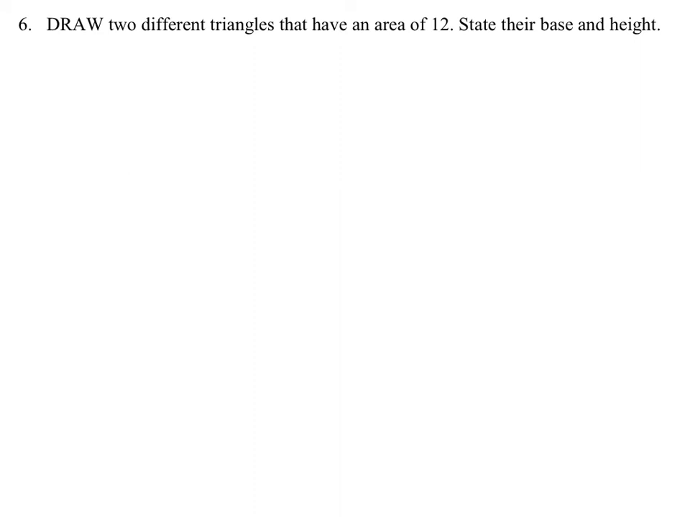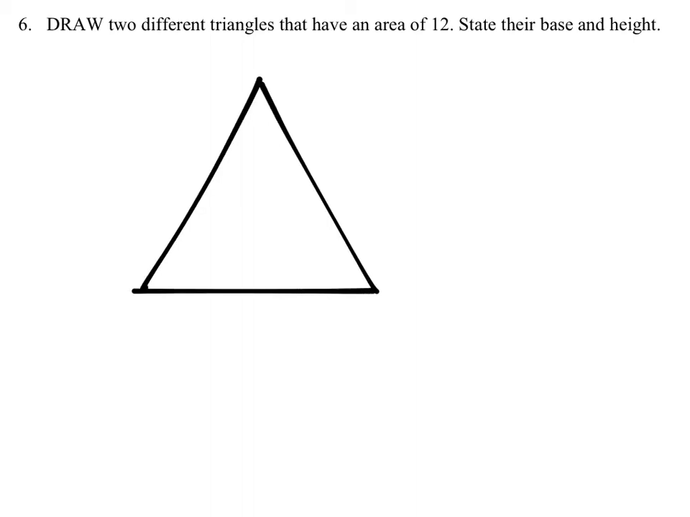Let's go and draw 2 different triangles that have an area of 12. We're going to state the base and height. Alright, so we need 2 triangles that have an area of 12. So it really doesn't matter what it looks like, but the height of this is going to make a 90-degree angle with the base. So I'm going to say that this side length right here is the base, and the red line is the height.